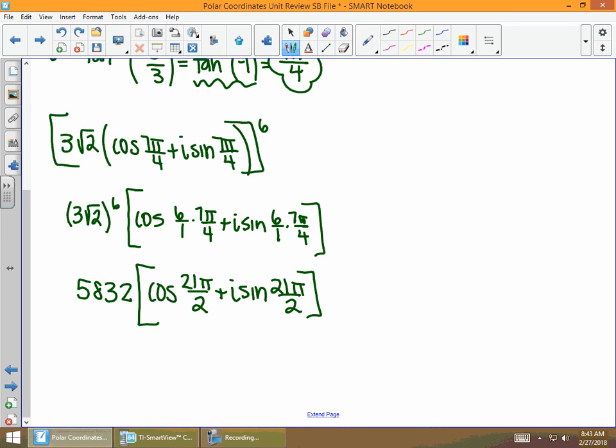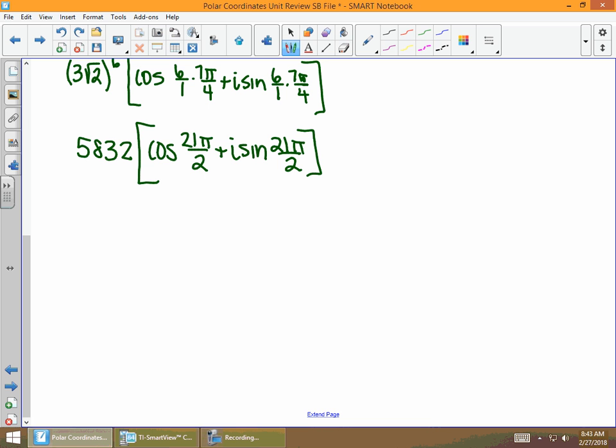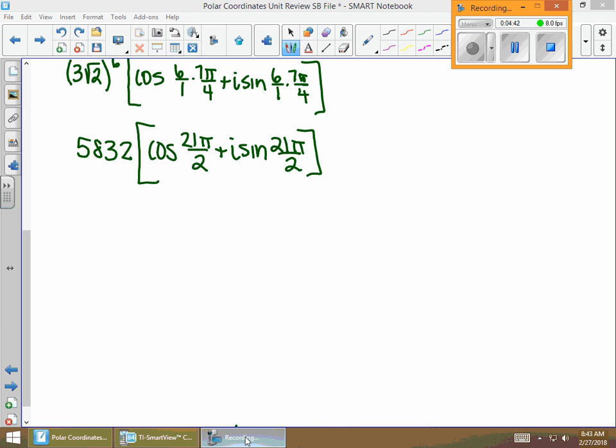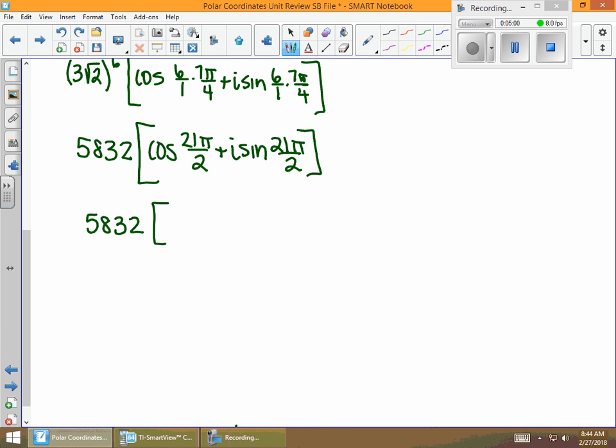Now we do want our final answer in standard form, so go ahead and take a second, pause, and figure out where 21 pi over 2 would be. Find its coterminal angle by subtracting 2 pi. So by subtracting 2 pi, which is 4 pi over 2, you should have found that 21 pi over 2 has a coterminal angle of pi over 2. I subtracted 4 pi over 2 a bunch of times. 6 times maybe?